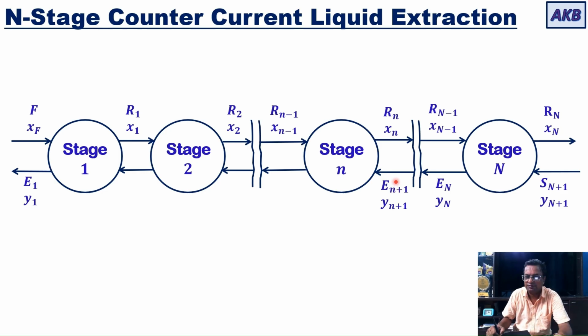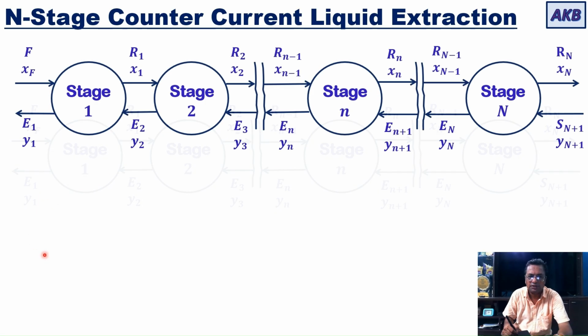Then you have the extract phase that is coming out of small n plus 1 stage, and then going into the n stage. And from n stage you have the extract phase coming out. Then in between nth and second stage there are many other stages. So before entering stage number 2, we will be having the extract phase that has come out of stage number 3. Then from stage number 2, the extract phase will be coming out, and it will be going to stage number 1, and from stage number 1, finally it will be coming out as the final extract phase.